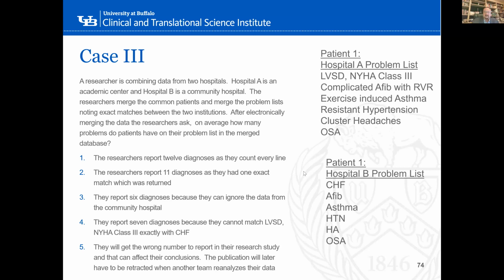So if you see a flaw like this in your data set, there is a way to reconcile this, and that is through problem evolution. For example, it's not unusual that an academic center will have more specific diagnoses than a community hospital will. That's a common thing. It happens all the time. Or a subspecialist versus a generalist. That's another way to think about it.